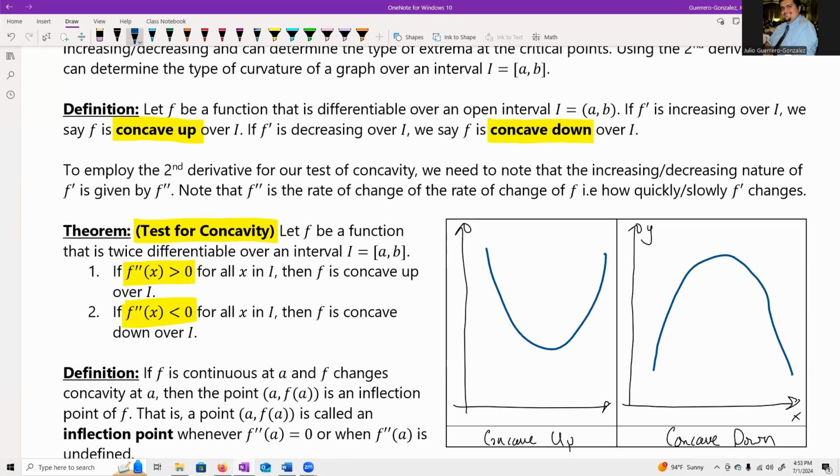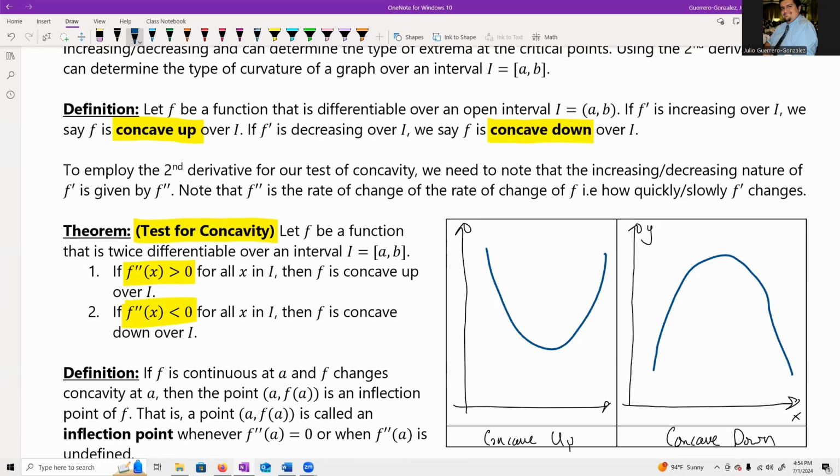What I want to cover here is how the first derivative and the second derivative match up. Remember what the first derivative did: it gave you the slopes of the tangent lines. Now we're looking at the second derivative, so the rate of change in the rate of change. How quickly are our tangent lines increasing or decreasing?